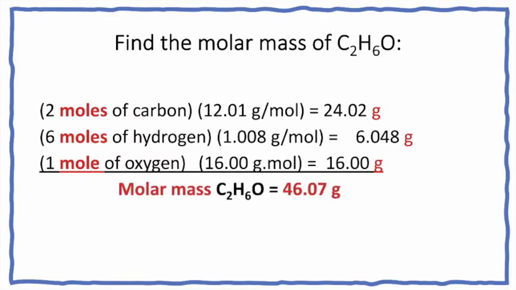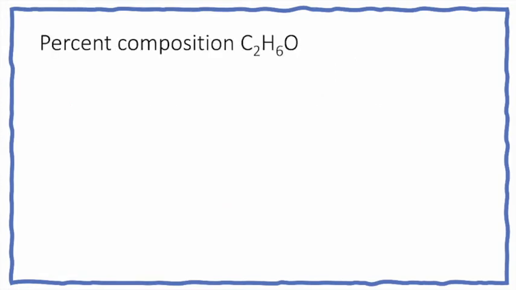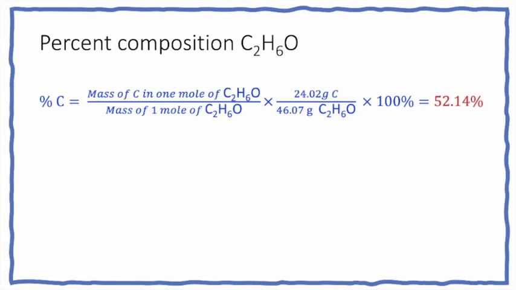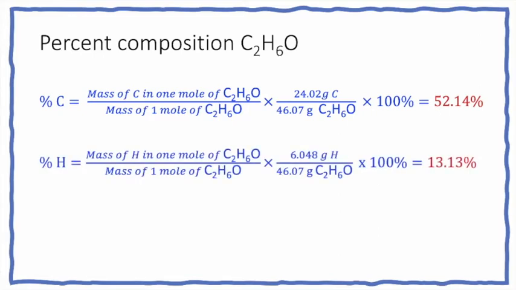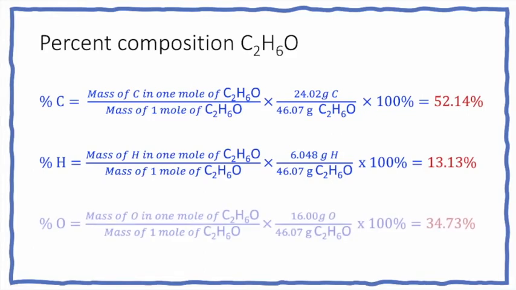Third thing we do is we're going to calculate the mass percent for each element, and we're going to do this by taking the molar mass of the atom or element and putting that in the numerator, and then taking the molar mass of the molecule and putting that in the denominator. And then we crunch these numbers out, and we find that we have 52.14% carbon by mass, 13.13% hydrogen by mass, and 34.73% oxygen by mass. And since these are the only 3 elements in this molecule, if we add them all up, we should get 100%. And we do. So that is how we do percent composition by mass.